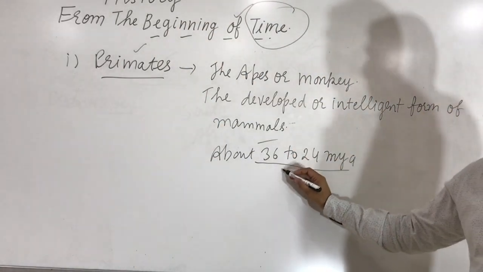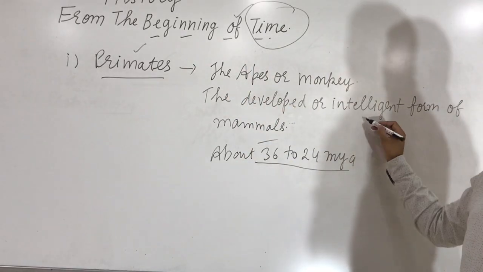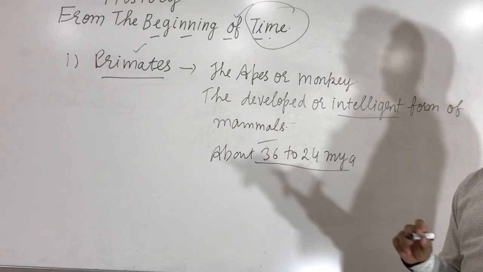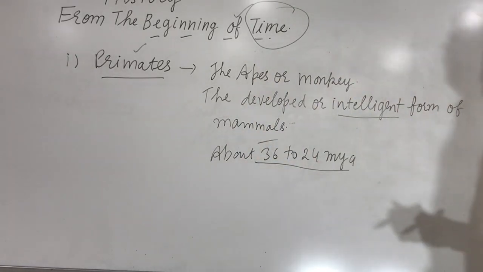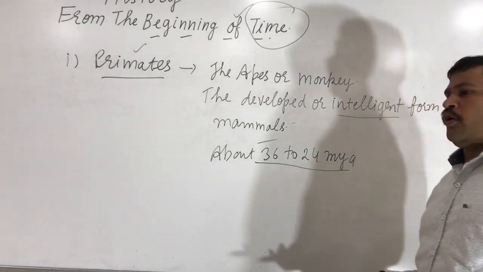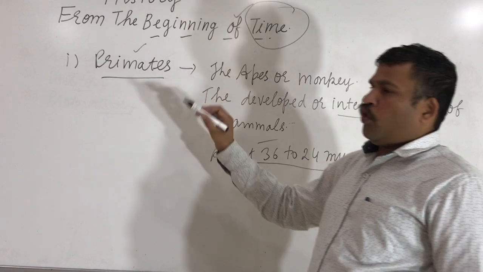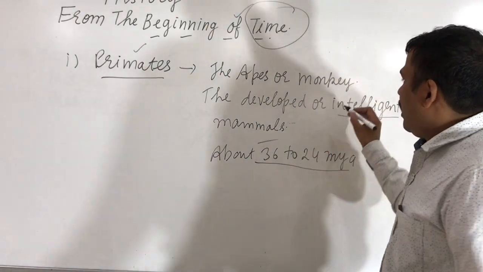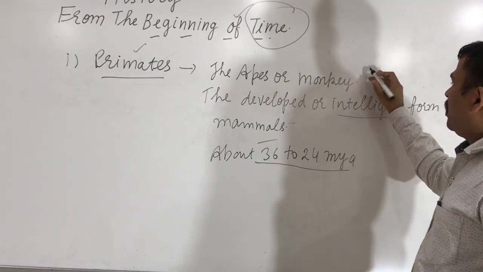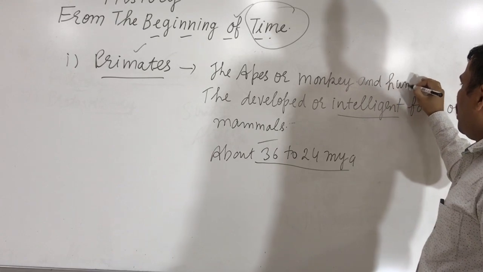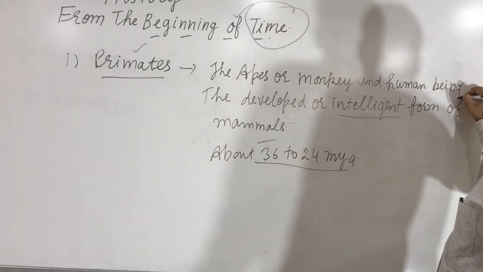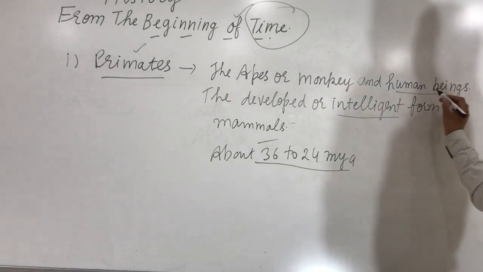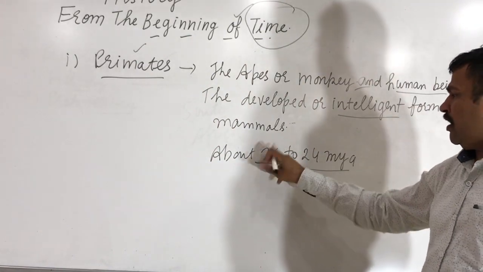So this was the beginning. It is not that they were very intelligent, but they were the modified form of the previous apes. Before that, whichever creatures were living, this was a modified form that came on this earth. They included apes, monkeys, and even human beings, who were part of this primates family. And these were nearly 36 to 24 million years ago.